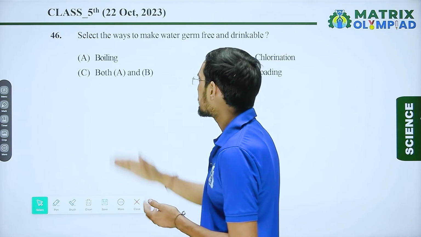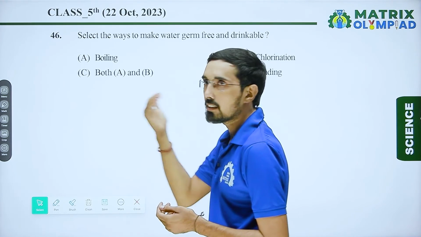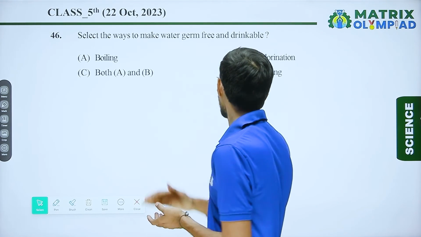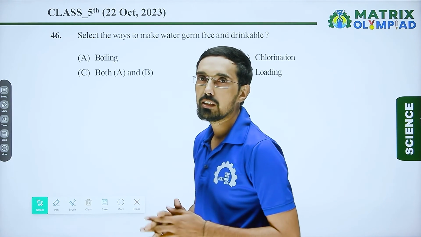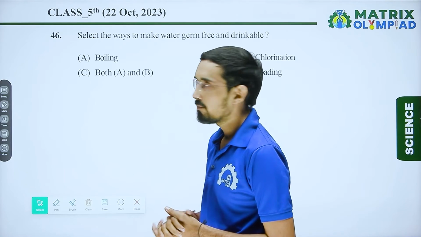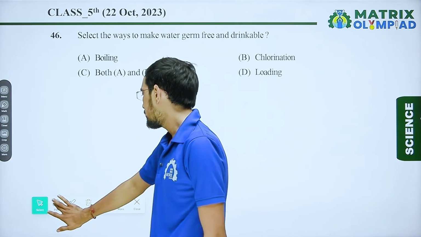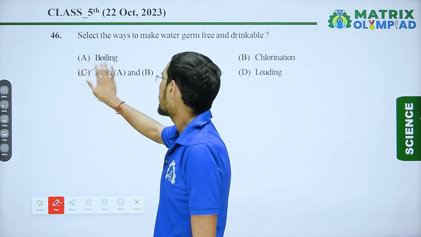Now our question is, select the ways to make water germ free and drinkable. That condition we can see by boil, we can kill the germs. Next is chlorination. By dissolving the chlorine, we can make it germ free. So our correct answer will be C option, both A and B.